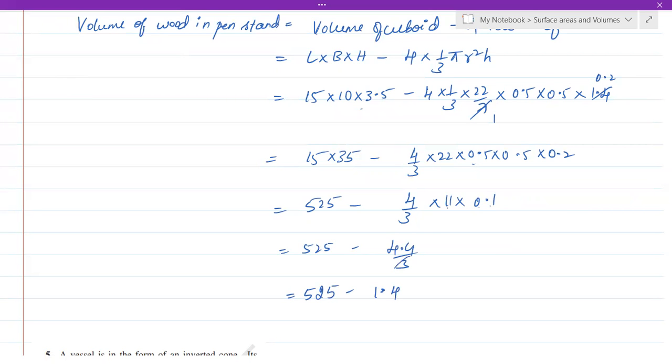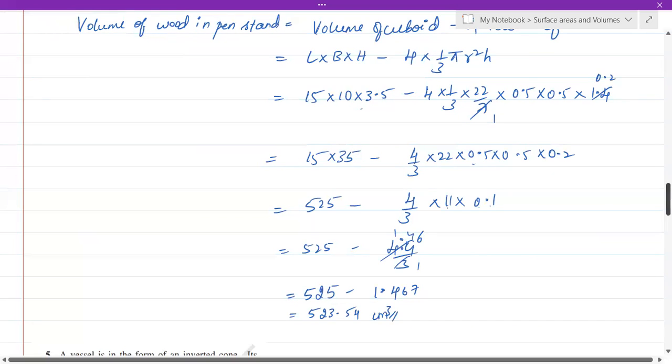So 4.4 divided by 3: 3 ones are 3, 1 carry, it becomes 14, 3 fours are 12, 2 is the remainder. If you place a decimal, it becomes 20, 3 sixes are 18, so it keeps going 4, 6, 6, 6. Let me take it as 1.467. So if you simplify this, you get around 523.54 something, so much centimeter cube. That will be the answer.